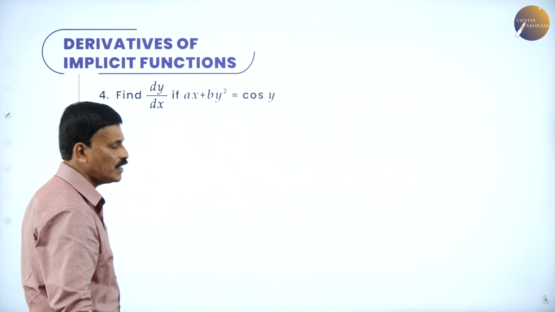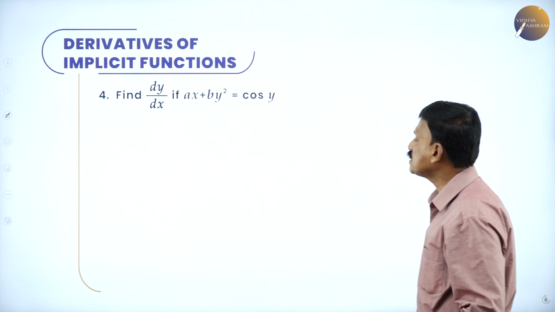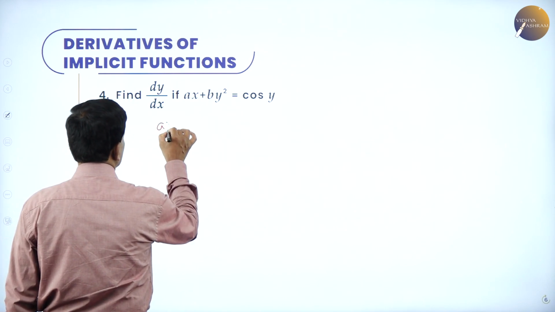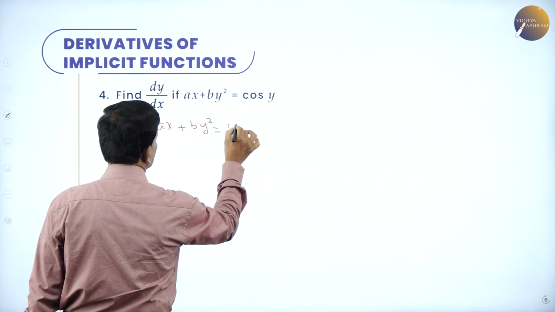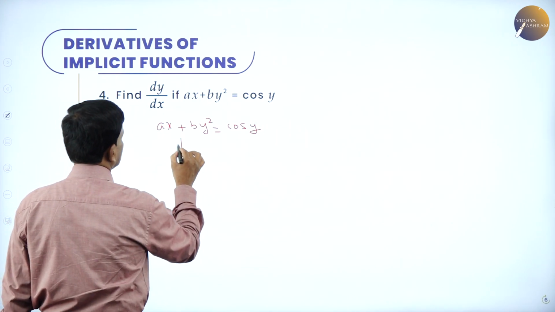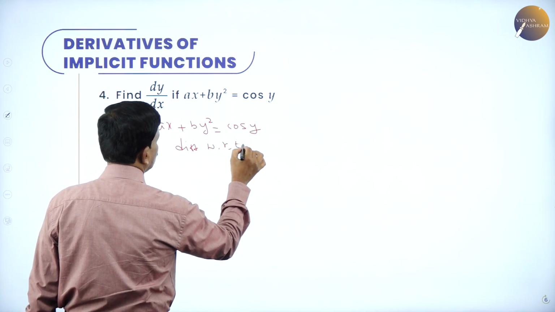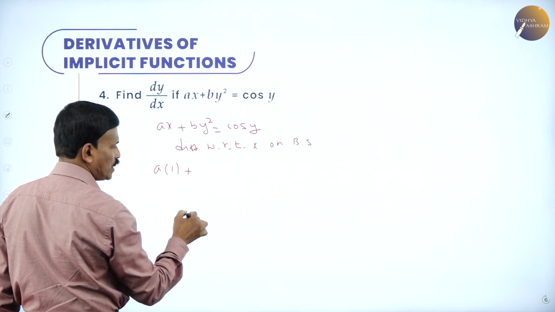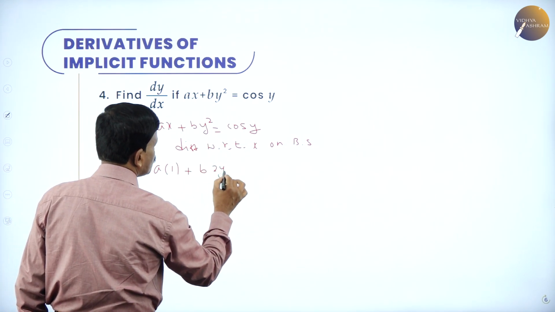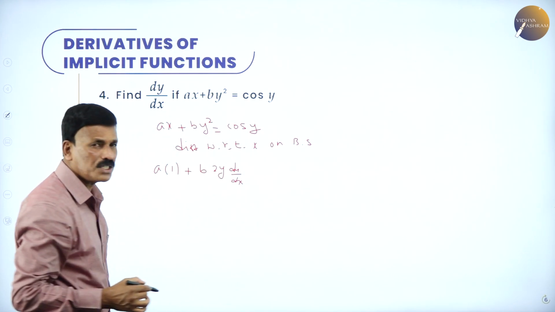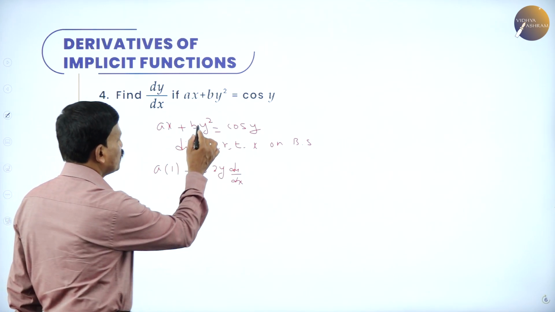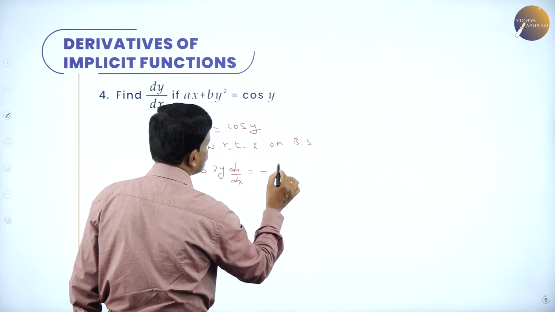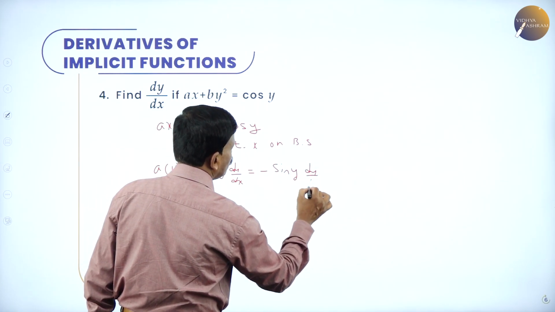Similar type problem. Find dy by dx if ax plus by square is equal to cos y. Same type problem. What is given? ax plus b into y square is equal to cos y. Differentiate it. Differentiating with respect to x on both sides. If you differentiate a constant, differentiation of x is 1, plus b into derivative of y square is 2y into dy by dx, because we are differentiating y with respect to x. So differentiation of y square is 2y into dy by dx. This is equal to, again, differentiation of cos y is minus sin y into dy by dx.